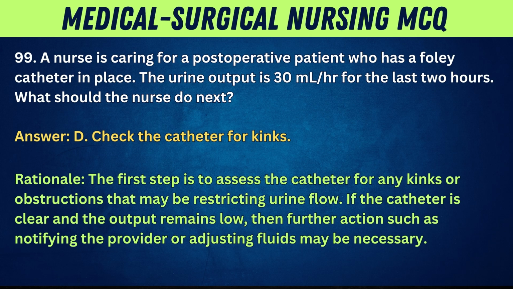Rationale. The first step is to assess the catheter for any kinks or obstructions that may be restricting urine flow. If the catheter is clear and the output remains low, then further actions such as notifying the provider or adjusting fluids may be necessary.